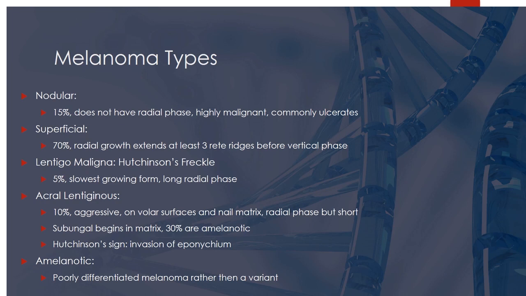Acral lentiginous, this is the one we're going to see more commonly. It can be aggressive. We see it on the hands, we see it on the feet, and associated with the nail matrix. There is a radial phase, but it is short. This is what we can see as far as subungual melanoma as well. We start to see what's called that Hutchinson sign when it invades the eponychium. Amelanotic melanoma is something that's poorly differentiated melanoma rather than a variant.